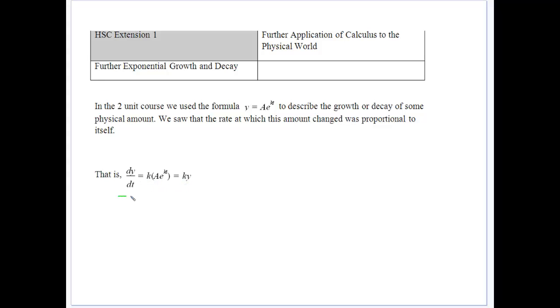And that's what we had. That classic situation, where y is equal to a e to the kt, it was proportional to what we started off with. And that was the nature of an exponential function.